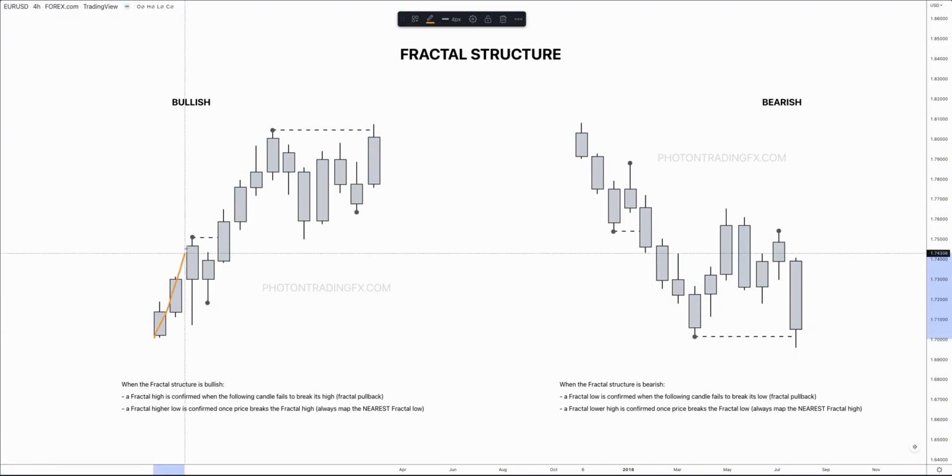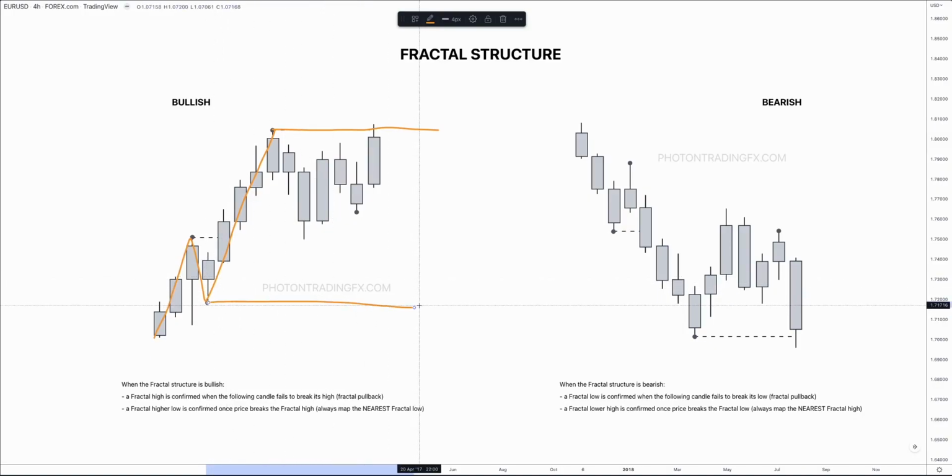So like we said, we had the bullish fractal structure. All of these candles broke the prior candle's high. Then the next candle failed to break its high. So then we know we've started the fractal pullback and we can draw our high line across. And we know at this point we're trading between this high and this low.